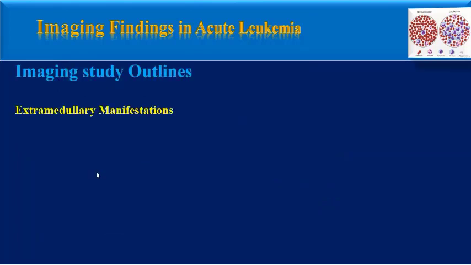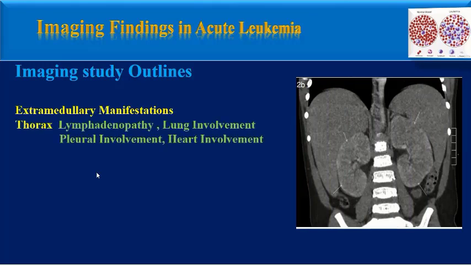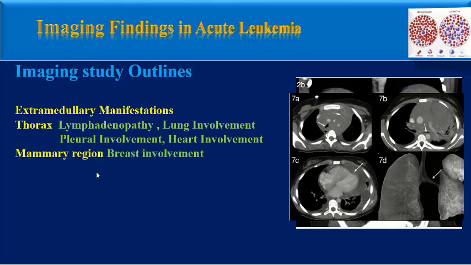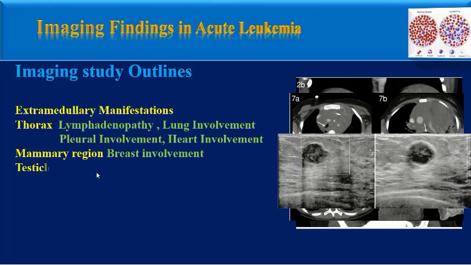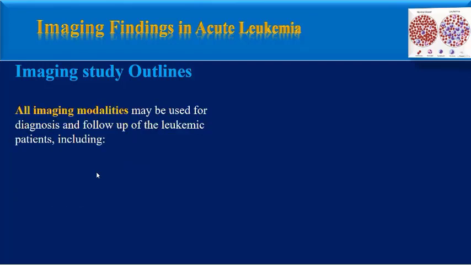In this video series, I'm going to speak about imaging findings of leukemia in different parts of the body, including extramedullary manifestations, imaging findings in the chest, including lymphadenopathy, lung parenchyma involvement, pleural involvement, and heart involvement, imaging findings in the mammary region, including breast involvement, imaging findings in testicles, and finally bone involvement.